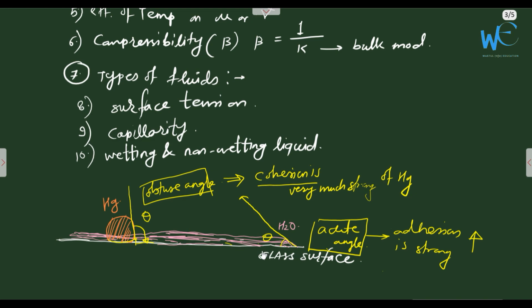Why? Because the water molecules are already attracted towards the molecules of the glass surface. So the attractive force that dominates here is adhesion, which is most strong here. So that's why the water forms an acute angle to the glass surface.